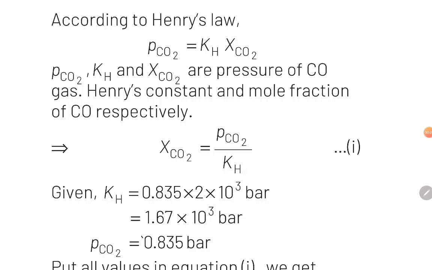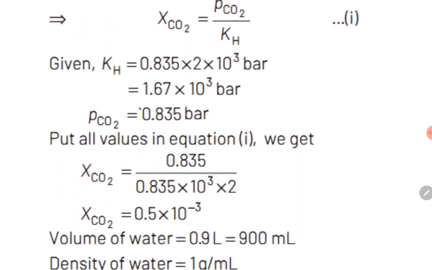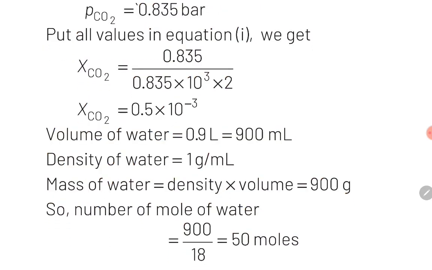Yes students, आप यहाँ observe कर सकते हो that according to Henry's law, partial pressure of carbon dioxide is equal to Henry's law constant Kh into mole fraction of carbon dioxide. Guys, in this question, partial pressure of carbon dioxide has been given as 0.835 bar and Henry's law constant is given as 1.67 into 10 raised to 3 bar. After substituting these values, we'll obtain the mole fraction of carbon dioxide as 0.5 into 10 raised to minus 3.